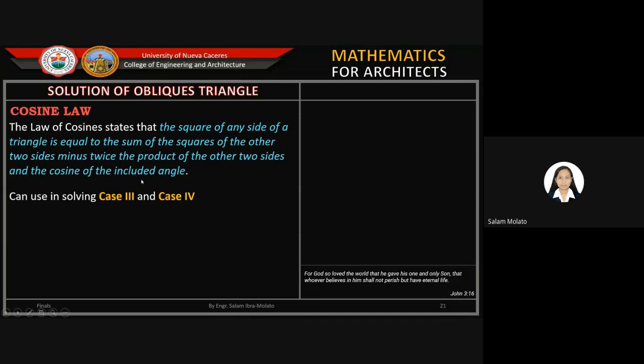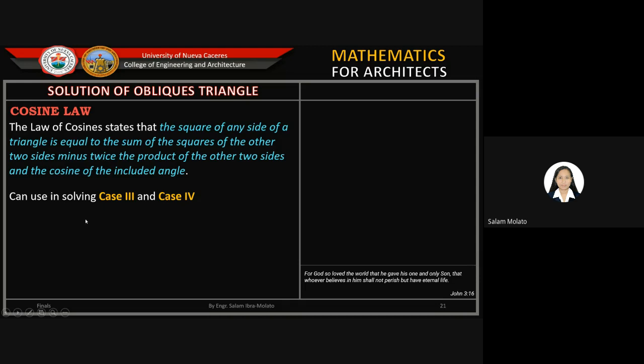All right. So the cosine law states that the square of any side of a triangle is equal to the sum of the squares of the other two sides minus twice the product of the other two sides and the cosine of the included angle. Okay po? All right.